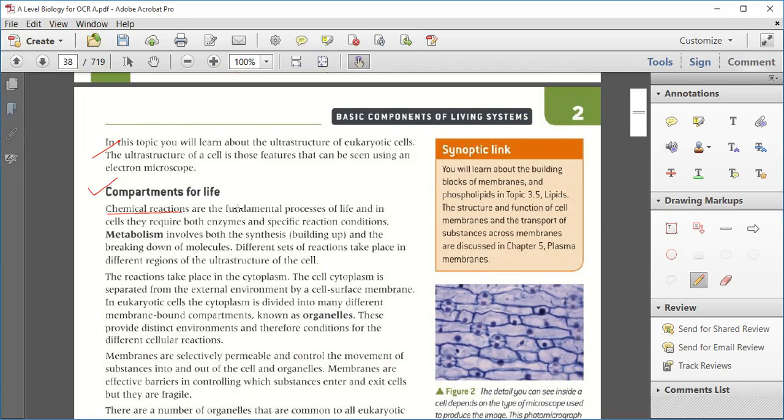Chemical reactions are the fundamental process of life, and in cells, they require both enzymes and specific reaction conditions. So in order to digest the food we are eating, in order to get energy from whatever food we are eating, we need some chemical reactions that need to take part inside the body. And for those chemical reactions, we require some enzymes and specific reaction conditions.